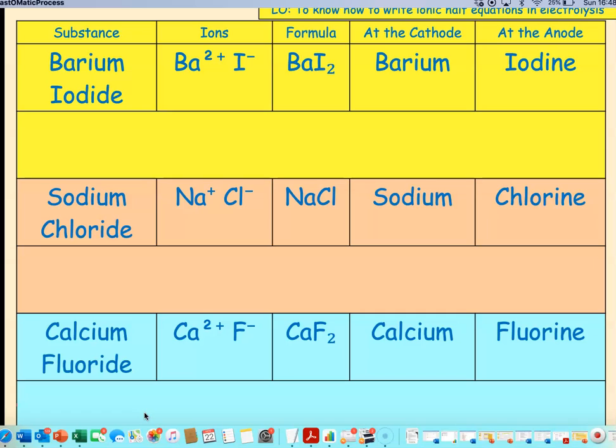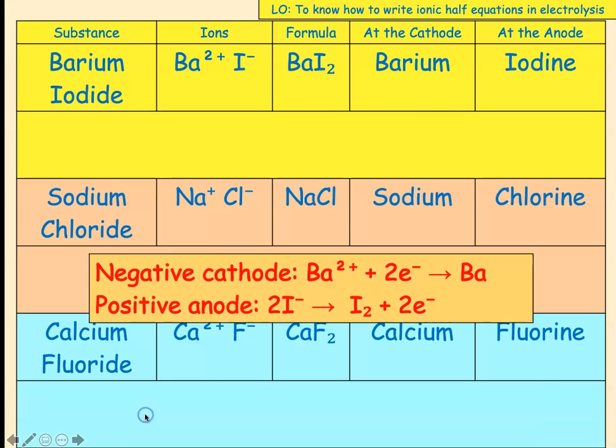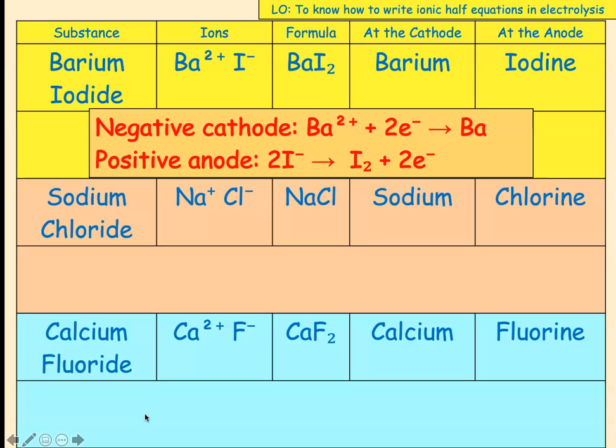Okay, so barium iodide. Barium has a charge of 2+, and iodide ions have -1. We're forming barium at the cathode, so we've got Ba2+ plus 2 electrons will give us barium atoms. And at the positive anode, we've got 2I- will give us I2 plus 2 electrons.